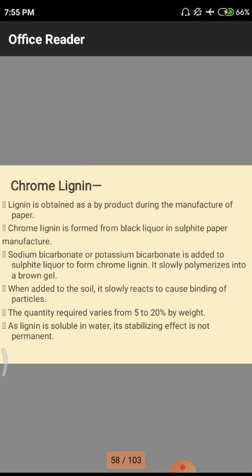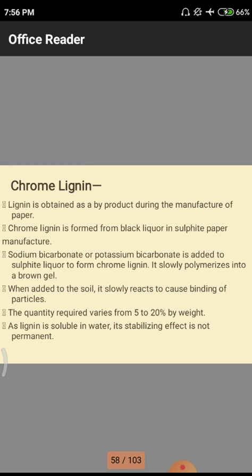Normally, chrome lignin does not form directly. Whenever we add these two contents to the liquor, that means the sulfate paper waste material, they form chrome lignin and a brown layer. When this is added to the soil, it slows the reaction and causes binding of particles.